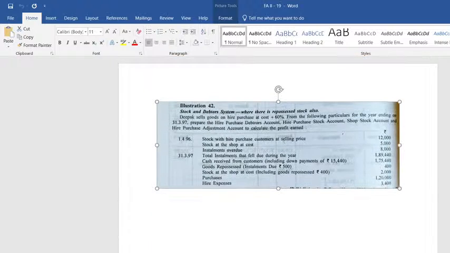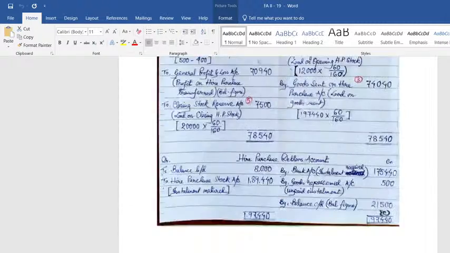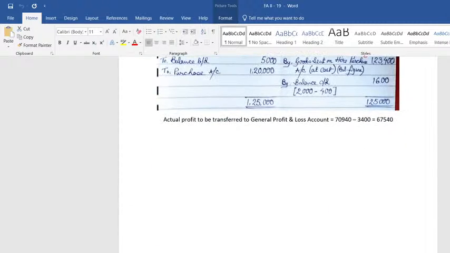Okay, done. Next we have the stock at the shop at cost, including goods deposits 400, 2000. It is actually your closing stock of the shop stock. Shop stock closing balance. Okay, so by balance c/d it will be 1600, because goods deposits have been already entered in your debtors account, so that is to be deducted.